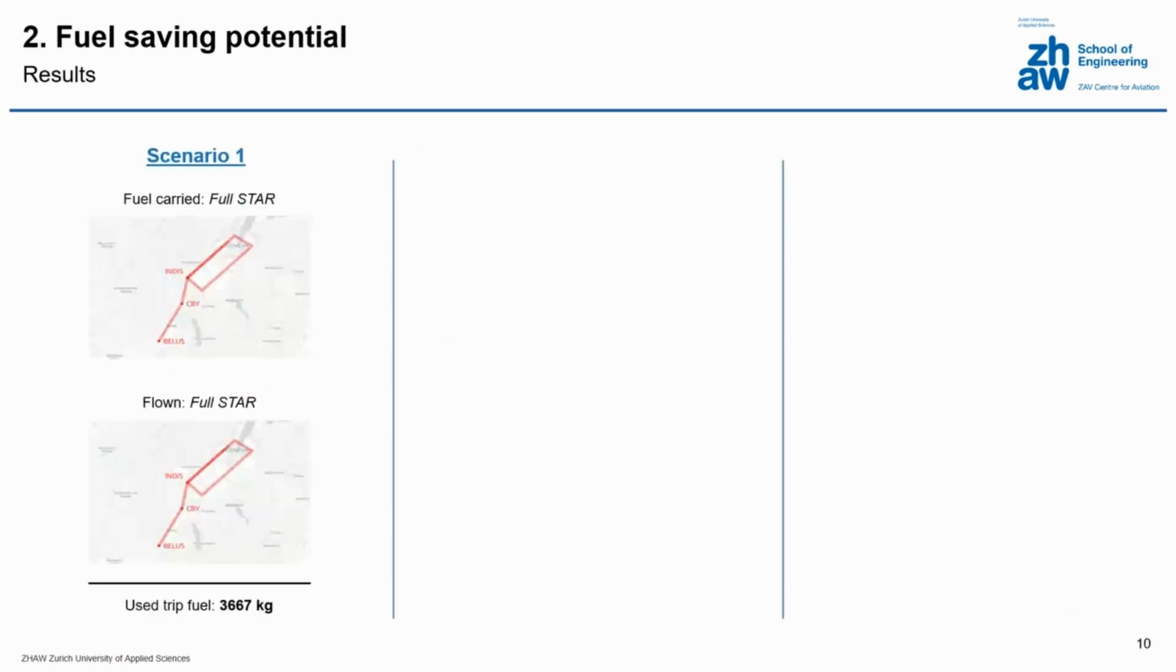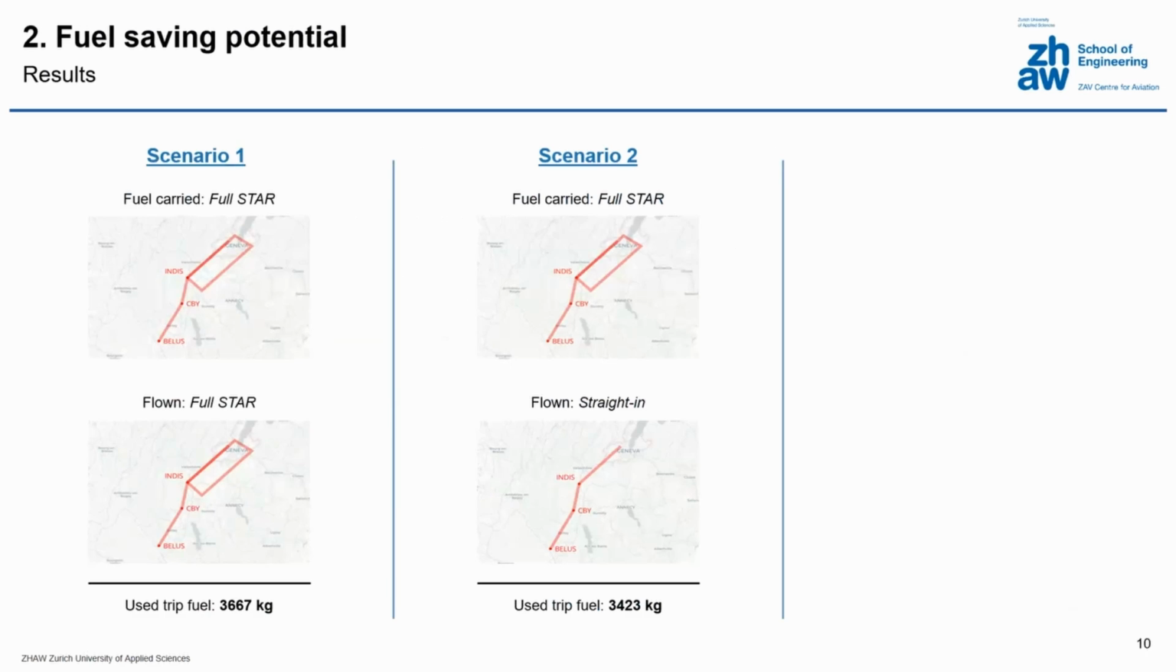So for a first scenario, we have the aircraft carry fuel to fly the full start procedure and also actually flying the full start procedure, which results in a requirement of 3,667 kilograms of trip fuel that is required to perform the entire flight. In the second scenario, we then created essentially the situation as we have it today, where the aircraft carries fuel as well to fly the full start procedure, but in fact flies a straight-in approach using the waypoints Belus, CBY, and Indis. And for this scenario, a total of 3,423 kilograms of fuel are required for the entire trip.